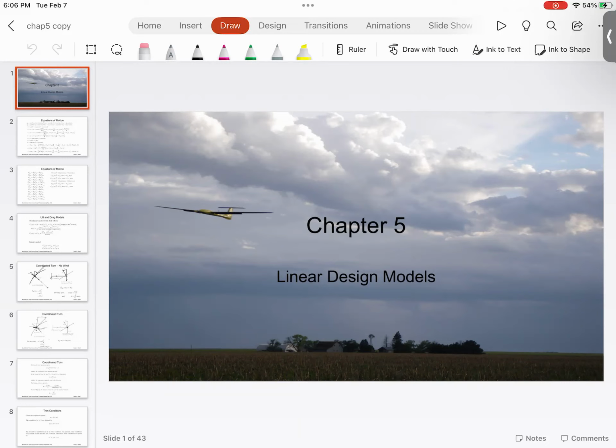Now, what's going to happen is, in addition to those forces and moments, we have controllers. What type of controllers do we have? We have aileron, we have rudder, and we have elevator. Whenever we deflect a control surface, the behavior of the aircraft changes.